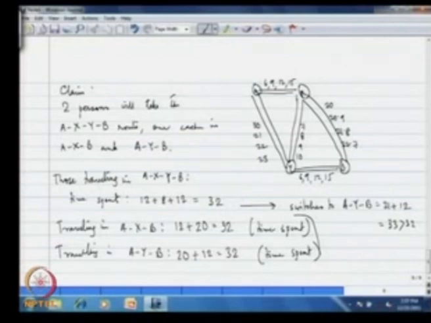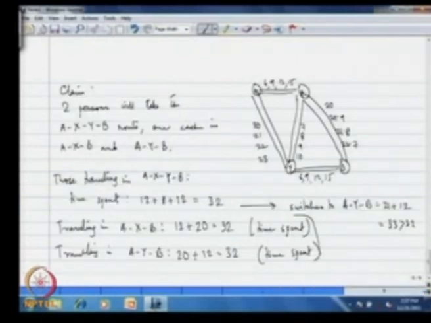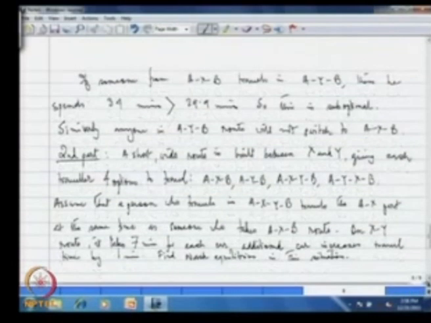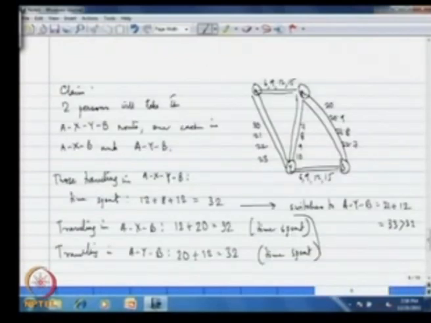We can show the same thing for those people who are traveling in the AXB or AYB route also. Now, the funny thing about this result is that when this XY stretch was not constructed in the original game, each person was taking less time, 30 and 29.9 minutes. But when this route is constructed, apparently it was there to reduce the travel time, but instead it is increasing the travel time for each, because now each person is taking 32 minutes to travel from A to B. Whereas, previously when this XY route was not constructed, each was taking either 29.9 minutes or 30 minutes. So, this is a kind of interesting and paradoxical result, that maybe building new roads does not help in reducing the time of travel.